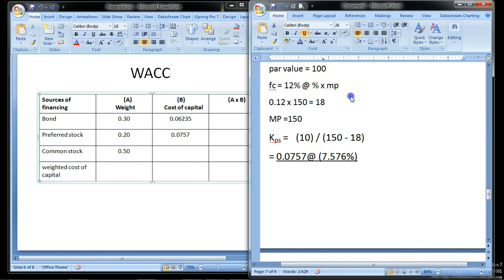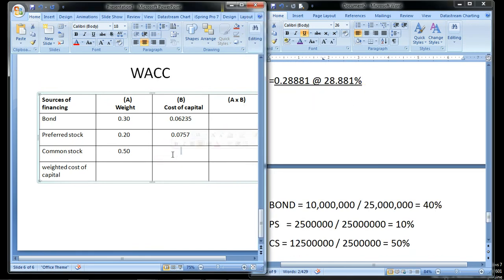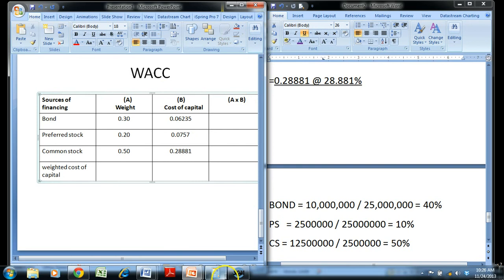Third one, common stock. So what is a common stock? Yes, you get the answer. 28.881%. However, in the table, you must put what, class? Perfect, decimal point. 0.28881. Okay, so how to find your A times B, the third column? Next, 0.3 times 0.06235.